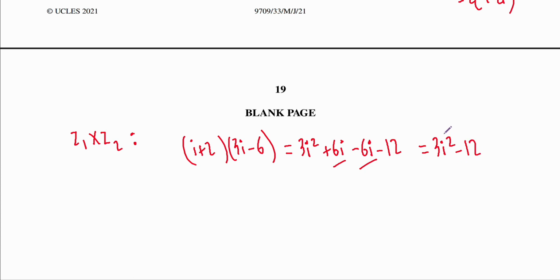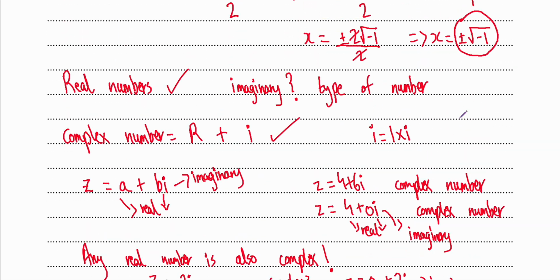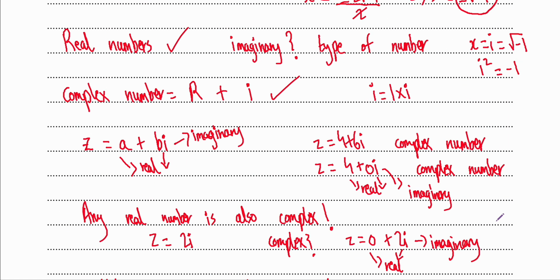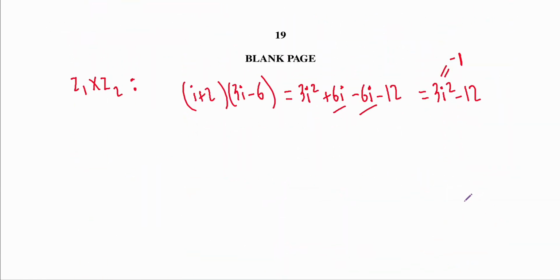But we know what i squared is, right? i squared is equal to negative 1. This is the definition of i squared. Right here. Because look, we let x equal i. So this right here, x is the square root of negative 1, is the imaginary i right here. So if x is equal to i, which is equal to the square root of negative 1, then i squared is just equal to negative 1, right? That's what i is. Well, then we end up getting 3 times negative 1 minus 12, which is equal to negative 15.